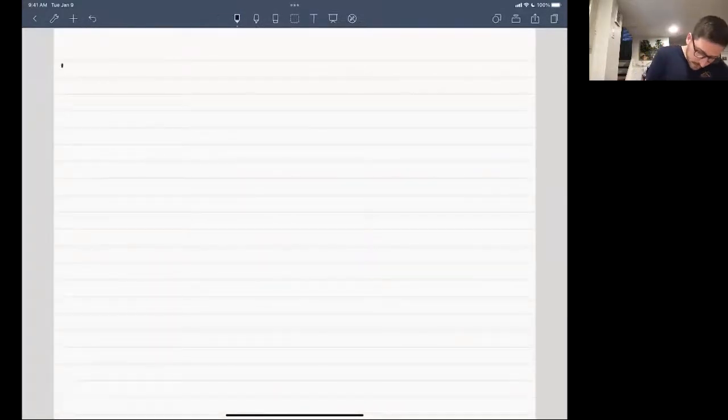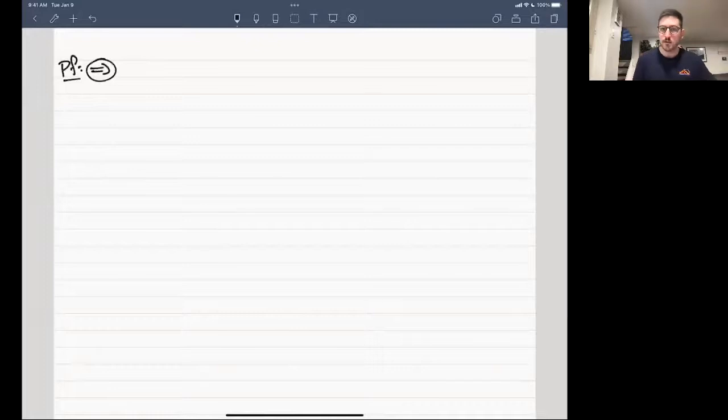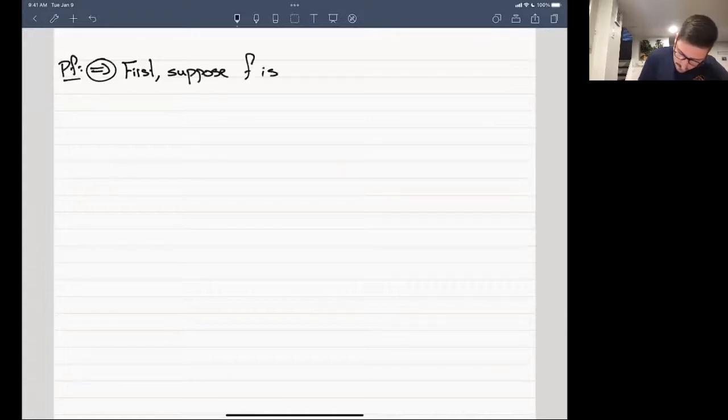So the proof of this is an if and only if statement, a logical equivalence. That means we need to prove both directions. Let me prove the left to right direction first. So suppose f is continuous at a in the domain of f.